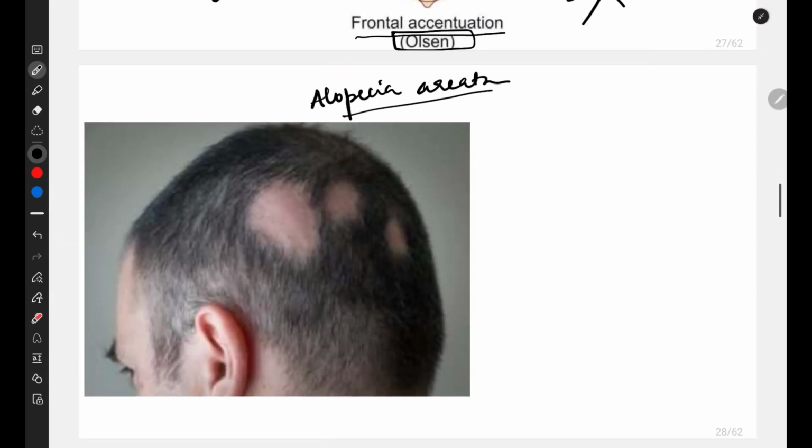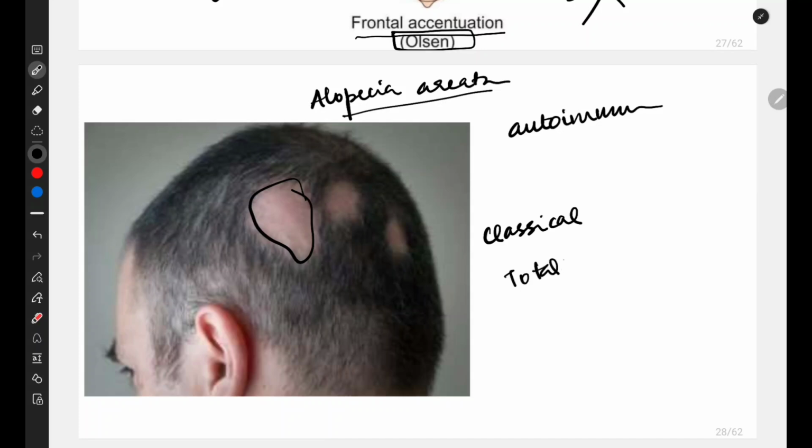So coming to alopecia areata, this is due to an autoimmune condition. So autoimmune cells will affect the hair root and cause patchy hair loss present here. So this is called alopecia areata. In alopecia areata, there are many types. Like this is a classical type. In classical type, there will be patches of hair loss. There is something called totalis, where the entire scalp hair will fall. There is something called universalis, where even the eyebrows, even the mustache, everything will fall. That's called universalis.